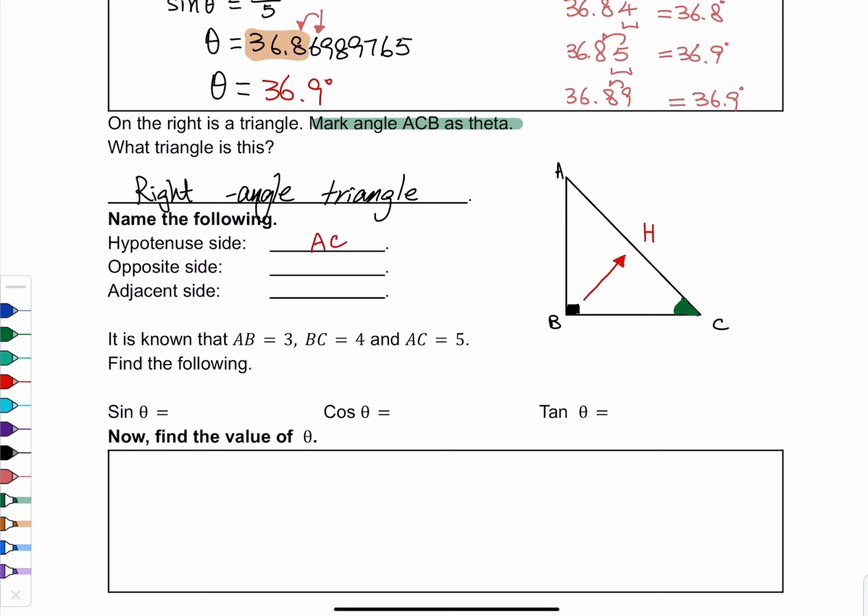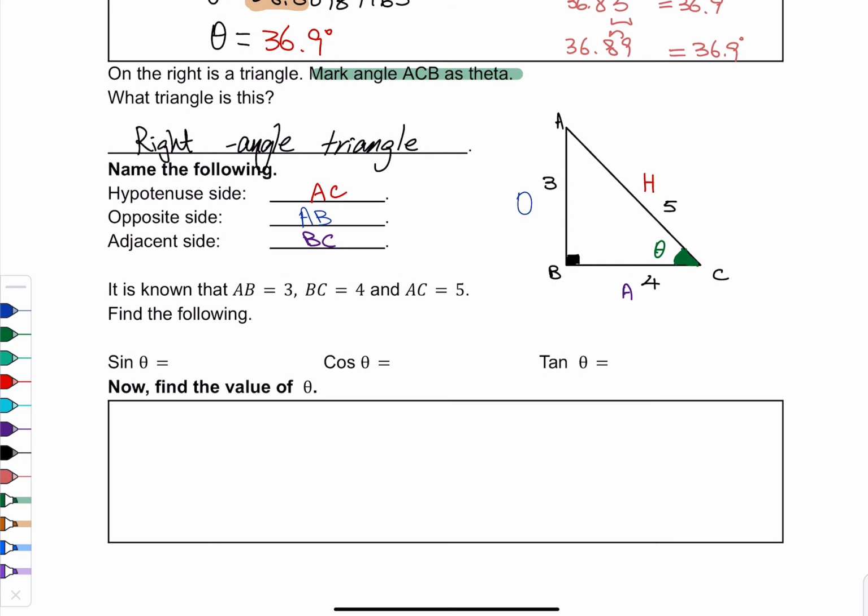Next, opposite side. Opposite side is the line opposite the angle. Your angle is here. So opposite of that, that's a CO, which is AB. And then the last but not the least is the adjacent, so whichever is left, BC. And then what information are we given? 3, 4, and 5. So let's write that. AB is 3, BC is 4, and the hypotenuse is 5. And then what do I need to find? I need to find sin, cosine, and tangent theta, right?